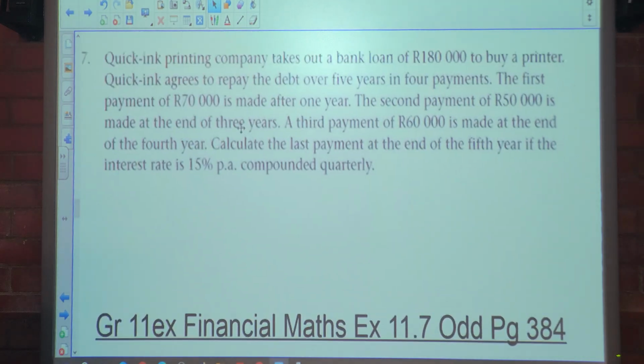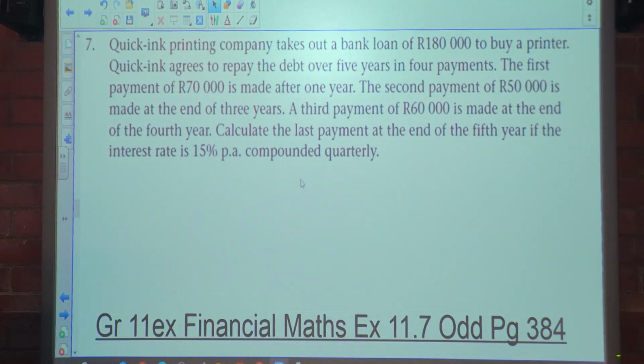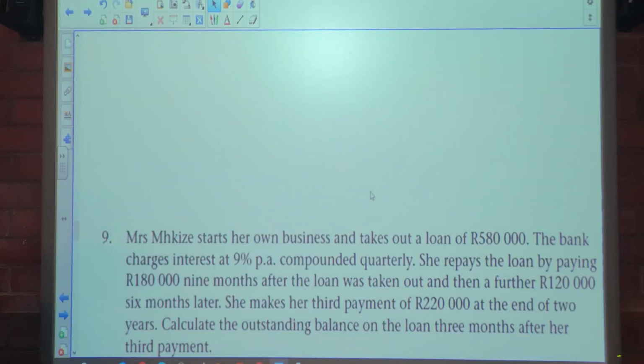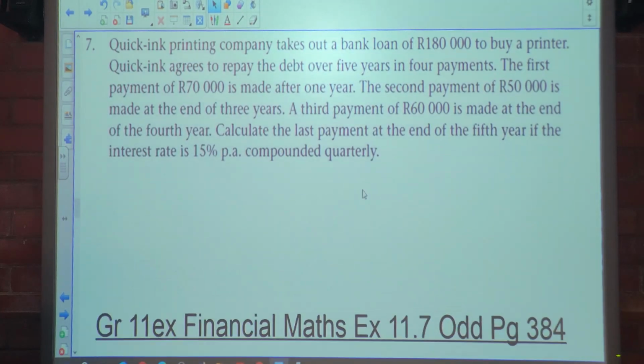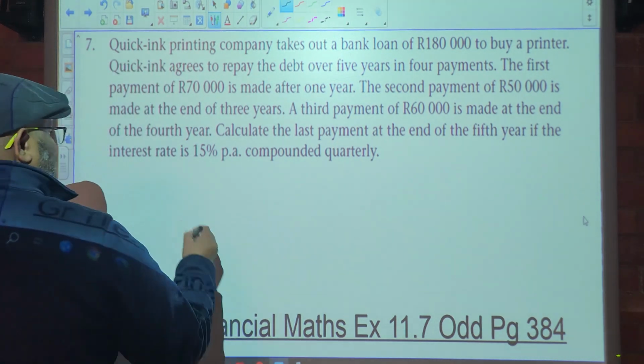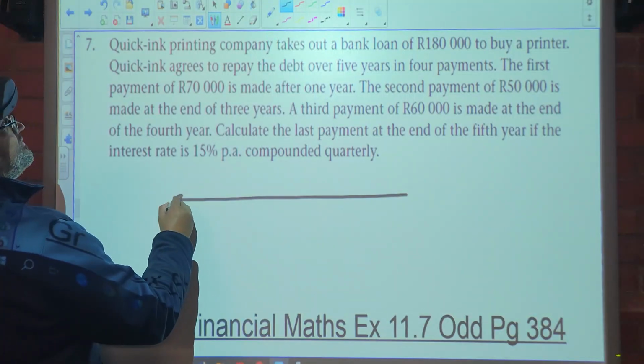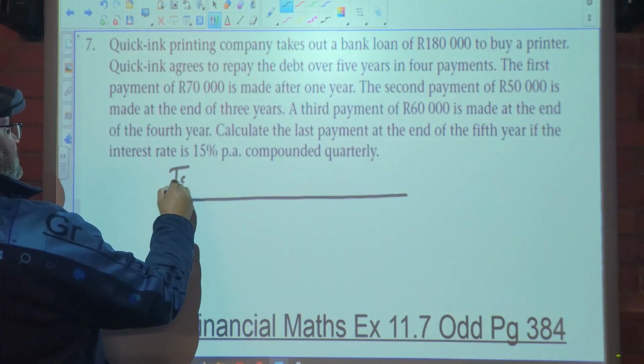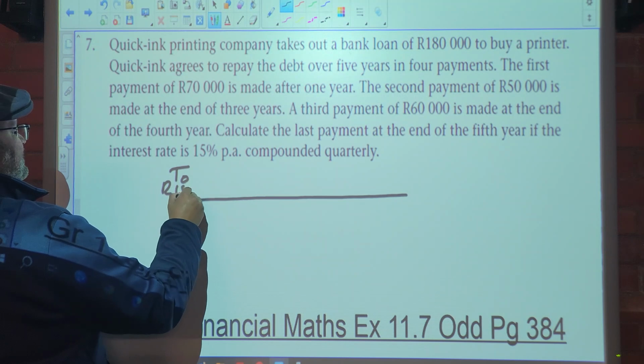Number 7. Quick Ink Printing Company takes out a bank loan of 180,000 rand to buy a printer. Okay, so this is the timeline. So T0 is 180,000 rand.